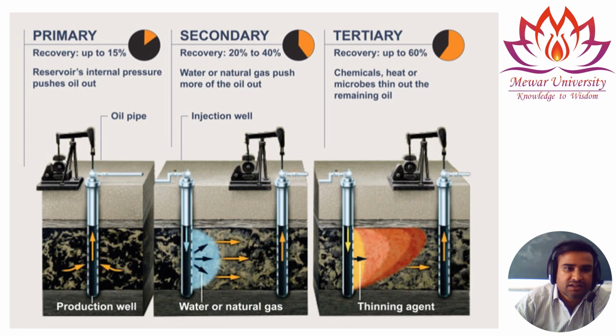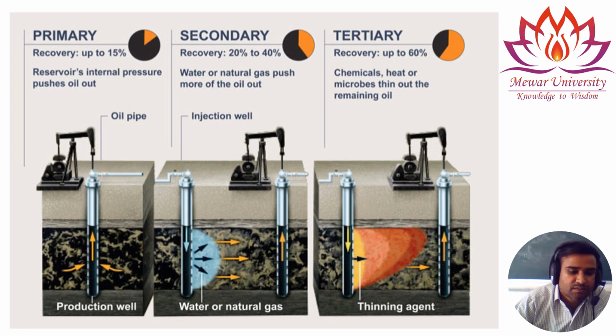and in the tertiary recovery we have the recovery up to 60%, where chemicals, heat, or microbes thin out the remaining oil. So we are using these chemicals to eject the oil from the reservoir. So in the primary method you will see the natural recovery is there, or you are using some artificial lift method. This is a sucker rod pump.